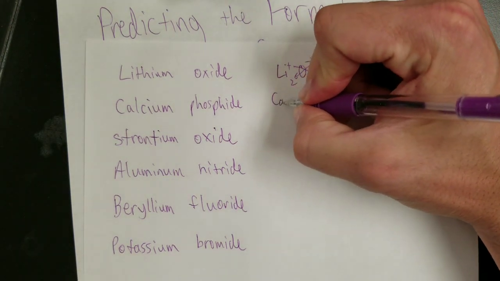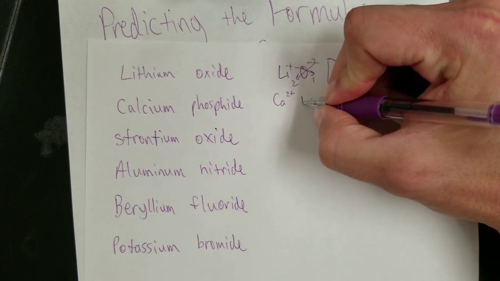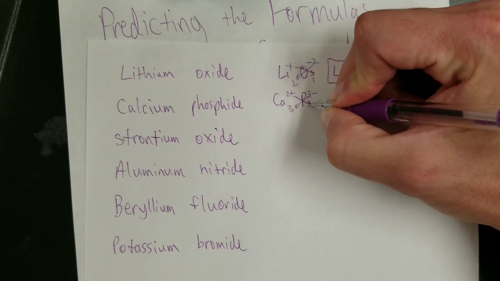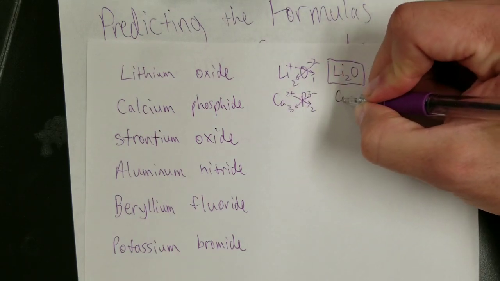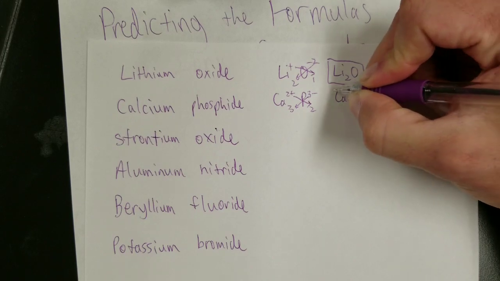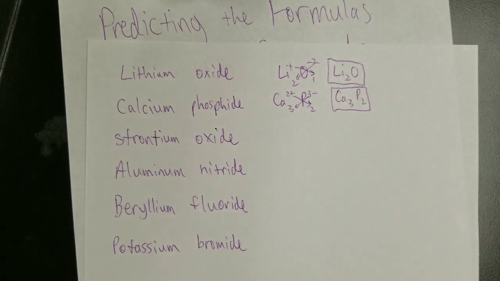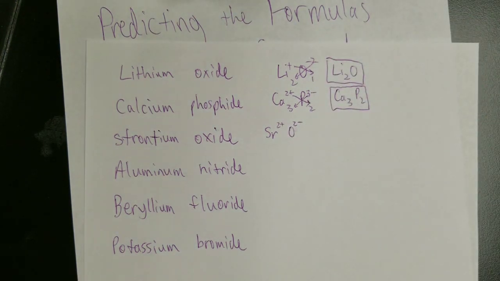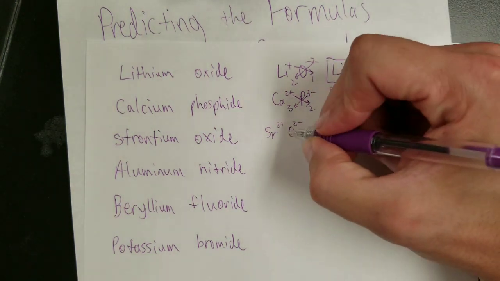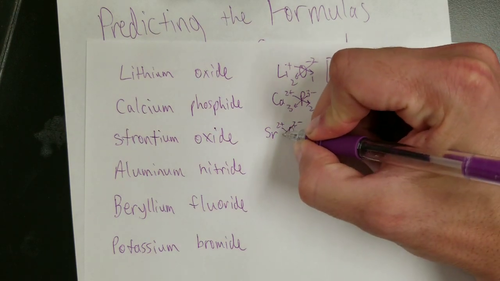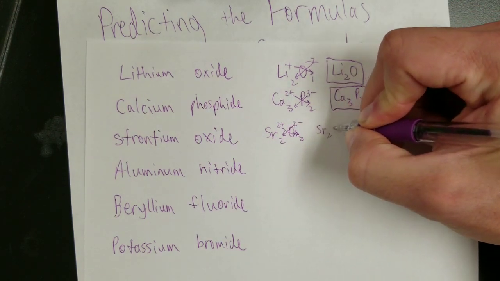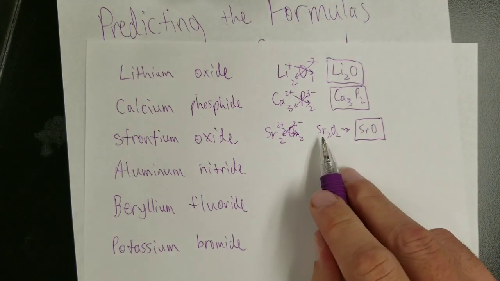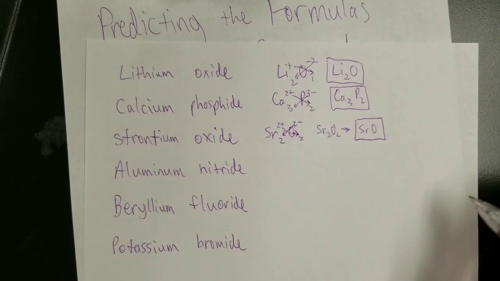Calcium phosphide, that's calcium 2+. Phosphorus is a 3-. Put the 3 there, put the 2 there, and we've got 3 calciums and 2 phosphoruses. Strontium oxide, that's Sr2+ and O2-, again determined by their location on the periodic table. So I'm going to put that 2 down here, put the 2 down there. So Sr2O2 becomes SrO. I reduce because a 2 to 2 ratio is equal to a 1 to 1 ratio.